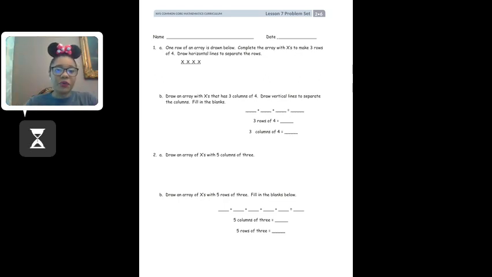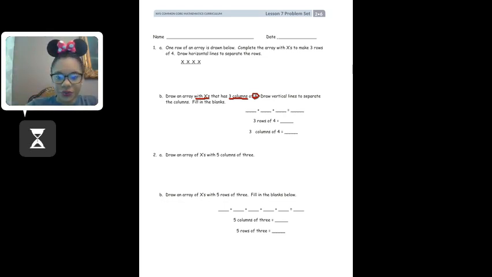Okay, so for letter B, we're going to draw an array with X's that has 3 columns of 4 X's in each column. Draw vertical lines to separate the columns and fill in the blanks. So if you remember, we said that rows go side to side and columns go up and down. Remember, rows are side to side, left to right, and columns are up and down, top to bottom. So if we're going to be drawing 3 columns, that means I'm going to have 3 columns that go up and down, top to bottom, that has 4 X's in each.